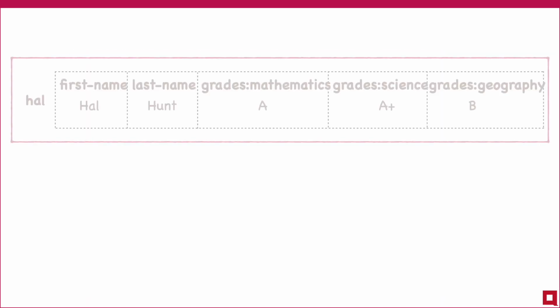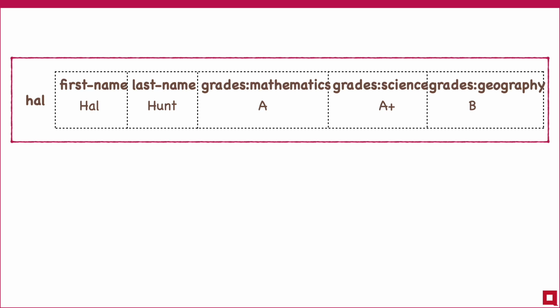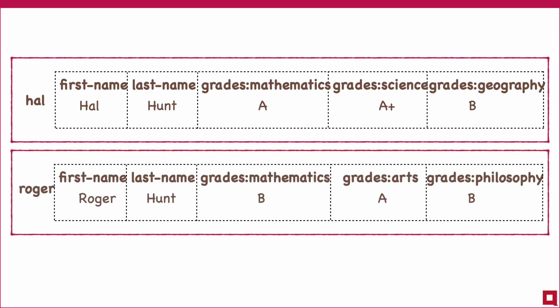This is how we model the grades of the students in our student dataset in a wide column database. The set of columns starting with grades, in this model, is called a column family. This column family has separate columns for each student based on the classes they take.